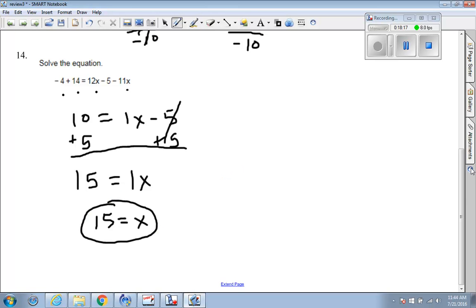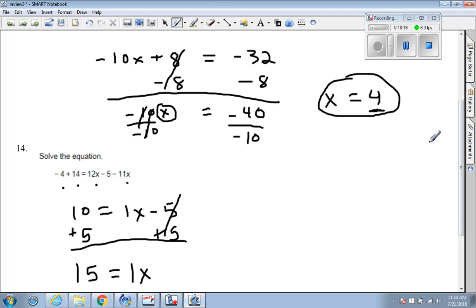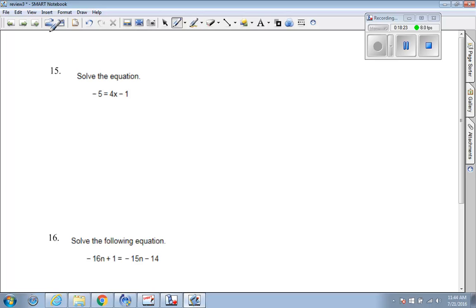Okay, hope that helps. Look at that, cruising. We're already at number 14. Keep going. Solve the equation. We just want to get really good at this.